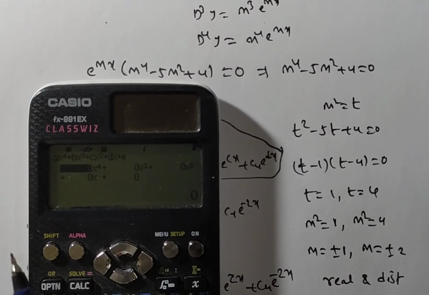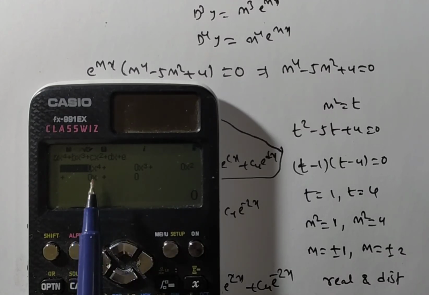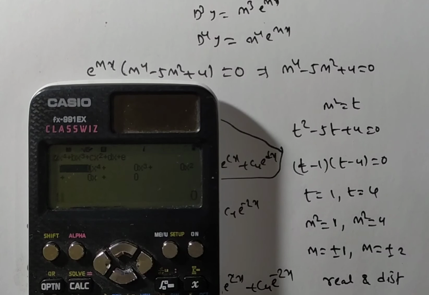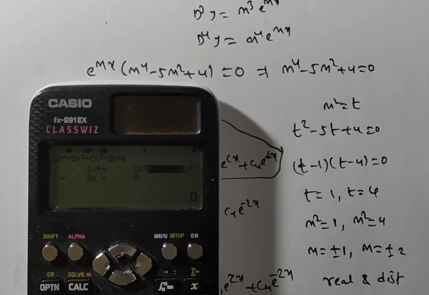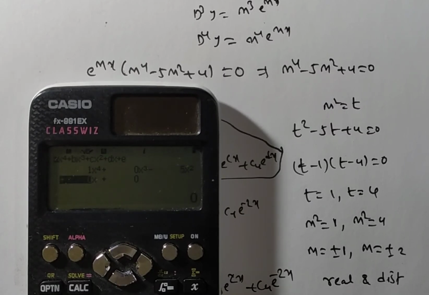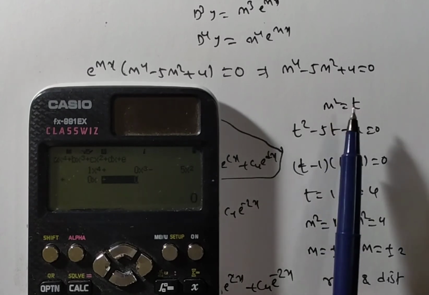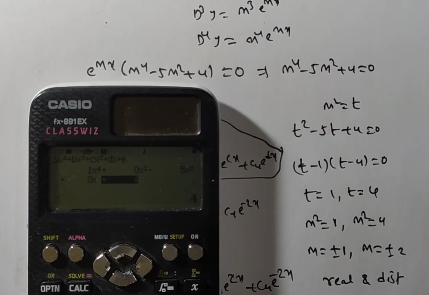Now here you observe 0x⁴ + 0x³ + 0x² + 0x + 0 = something. So you have to replace the values. The x⁴ coefficient is nothing but the m⁴ coefficient. What is the m⁴ coefficient? 1. Next, is there m³? No. So you put 0. Next, is m² there? Yes. What is the coefficient of m²? Minus 5. So press minus 5. Next, is m there? No. So that is 0. Next, what is the constant you have? 4. So plus 4, then press the equal button.